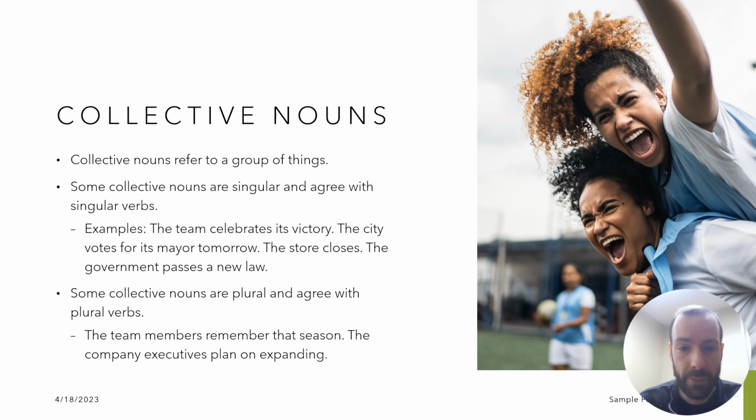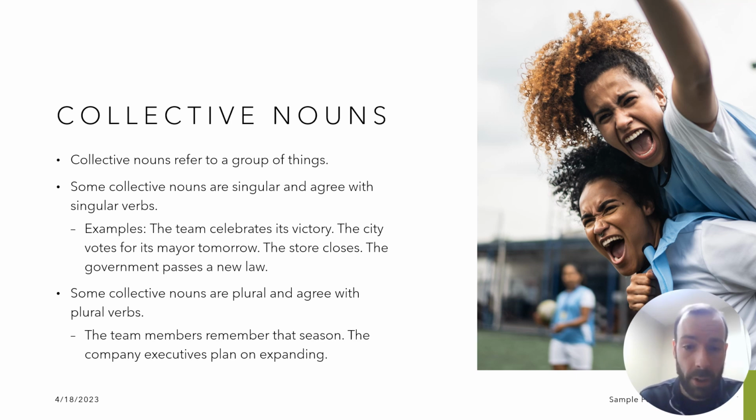The city votes for its mayor tomorrow. That's referring to one group of people, singular subject, gets a singular verb, votes. The store closes. The government passes a new law. These are nouns that refer to a group of things or a group of people, and they're treated as a singular noun, and they get a singular verb.